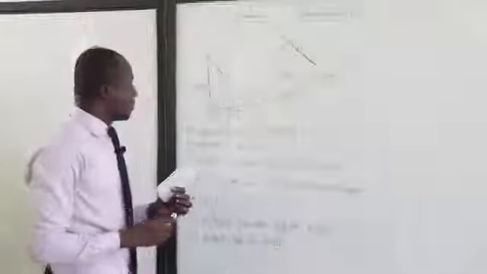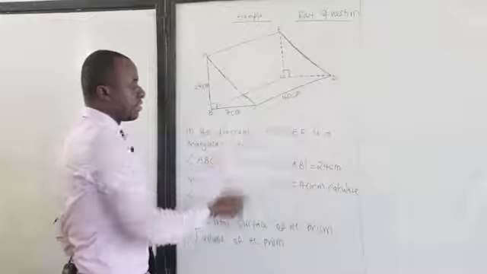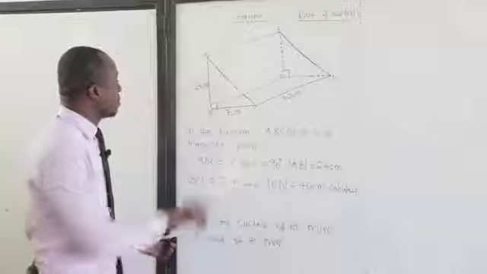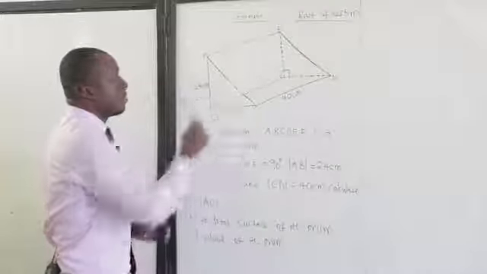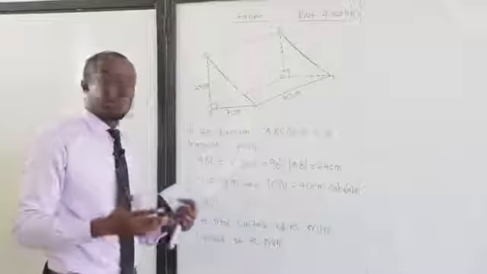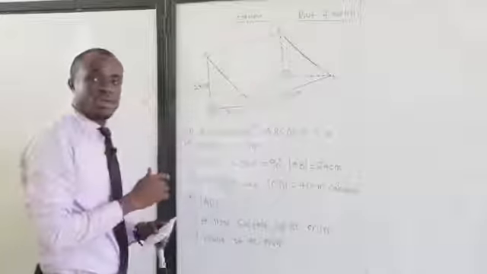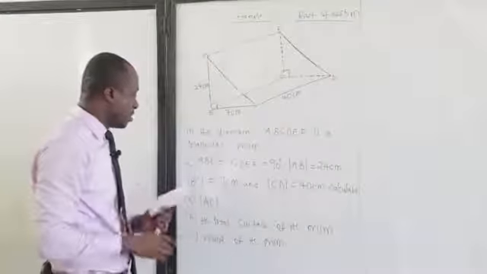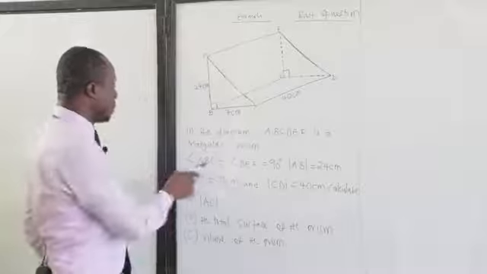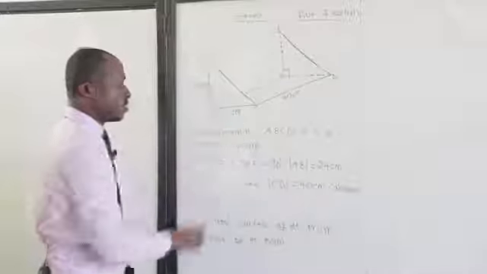Now let's consider this past question. It says that in the diagram ABCDEF is a triangular prism. Now it means that all the cross section is the same. So clearly ABC is the same as FED because it is a prism. Now it says that angle ABC is equal to 90 degrees.